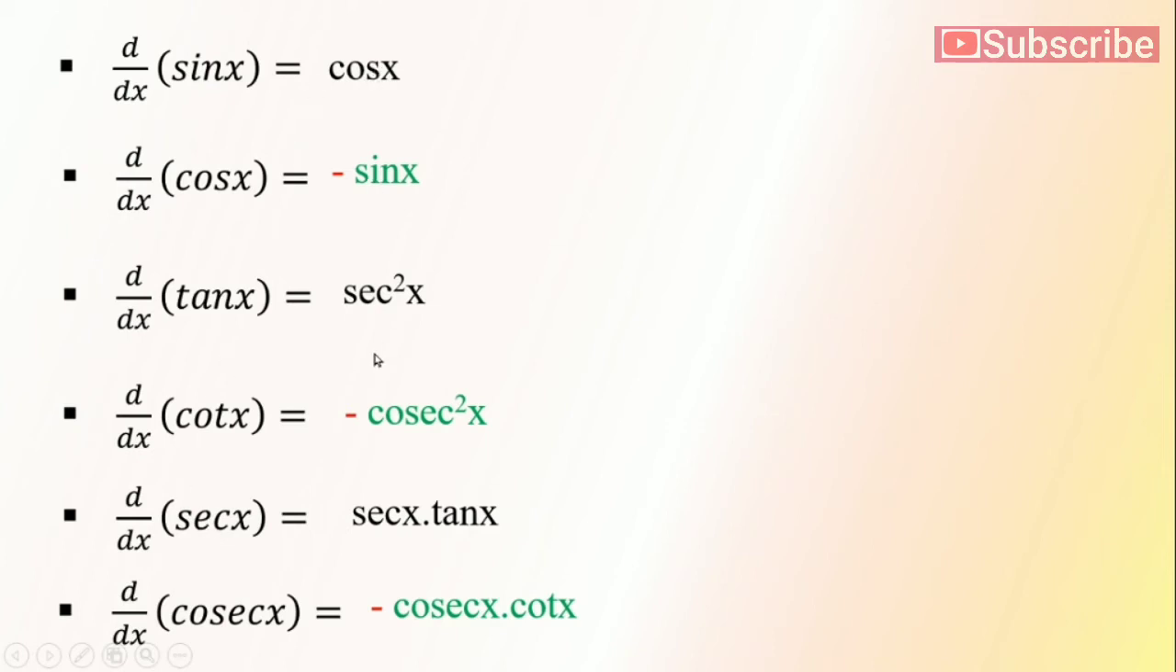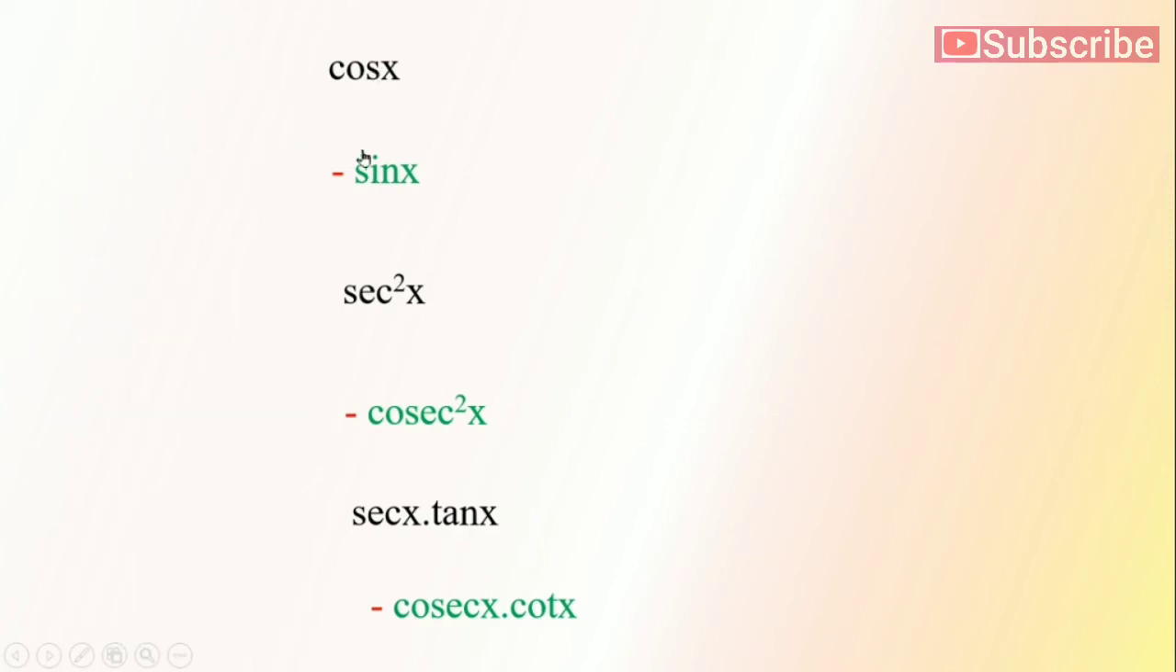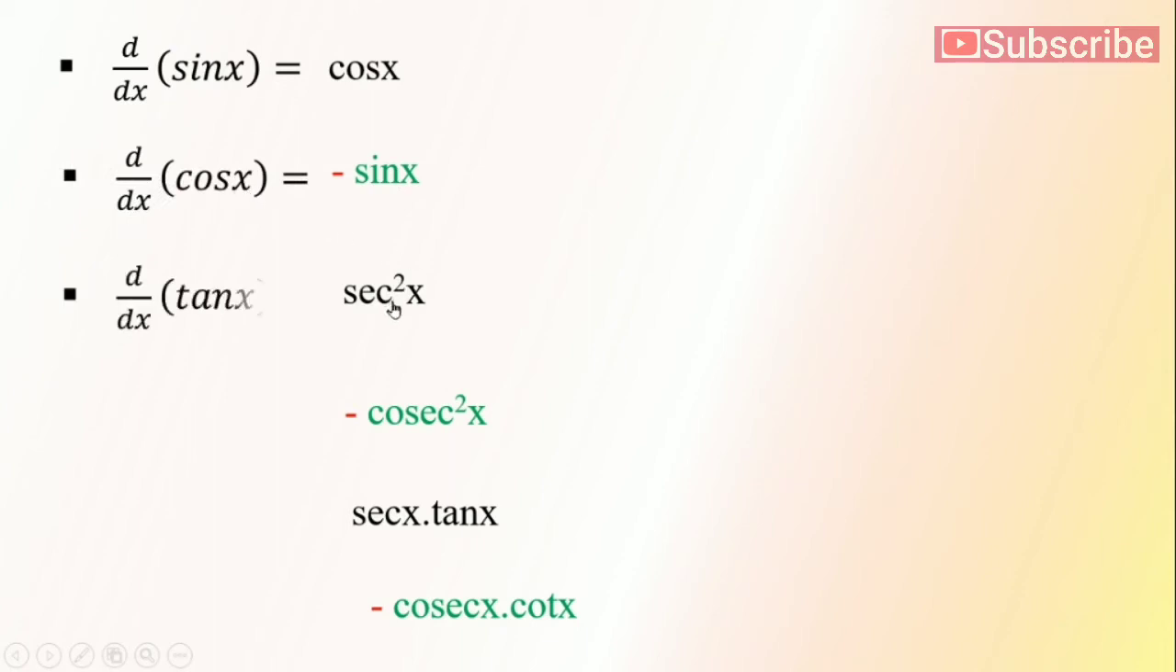now we will check with the reverse process. cos x is d by dx of sin x, right? Minus sin x, it is cos x, sec square x, it is tan x, differentiation of tan x. This sec square x is obtained by differentiating which function?